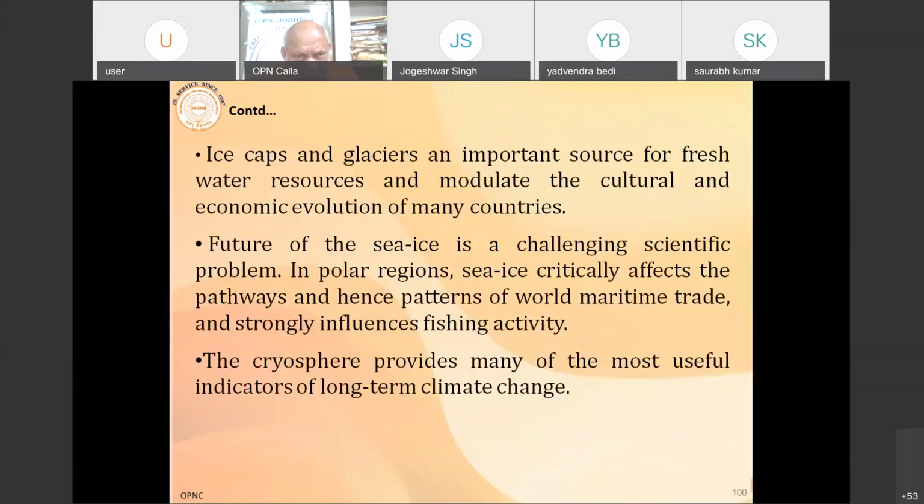Ice caps and glaciers are an important source of fresh water, which all of us know. They modulate our culture and economic evolution also. The future of sea ice is a challenging scientific problem, and especially in polar regions it is very critical and affects various factors. The cryosphere provides many of the most useful indicators of long-term climate change. So if we study the cryosphere, we are able to predict the weather.